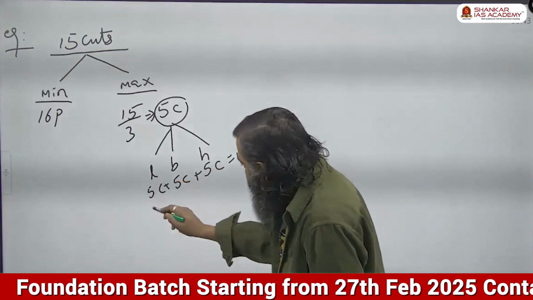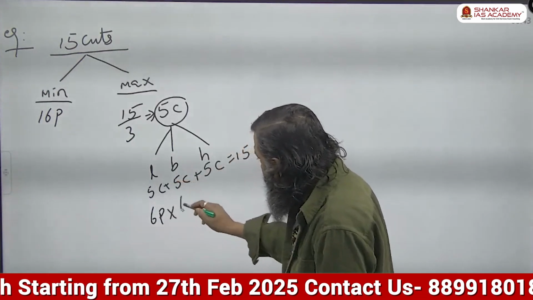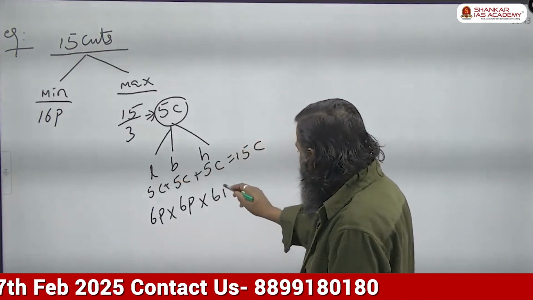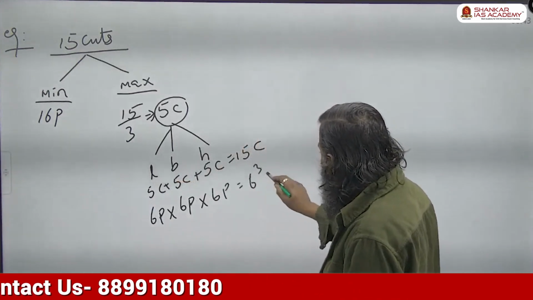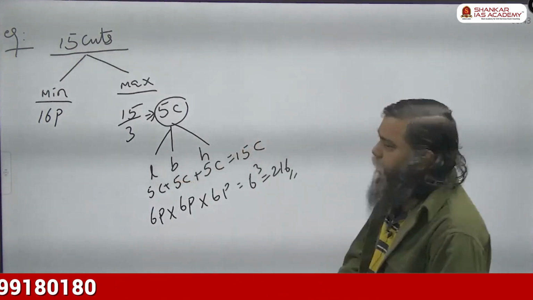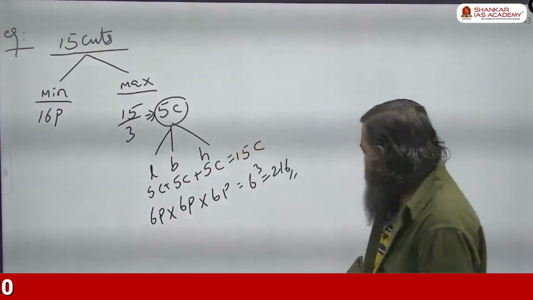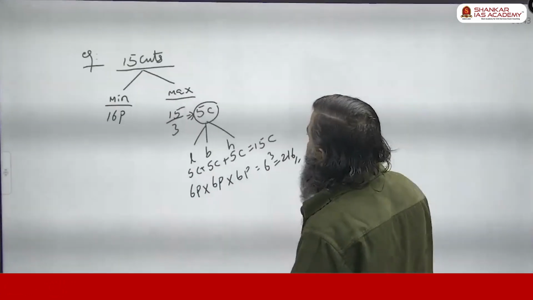5 cuts means how many pieces? And 5 cuts means how many pieces? And so what will you get? 6 cubed, so 216. Do you all remember or not? Do you all remember this from yesterday?